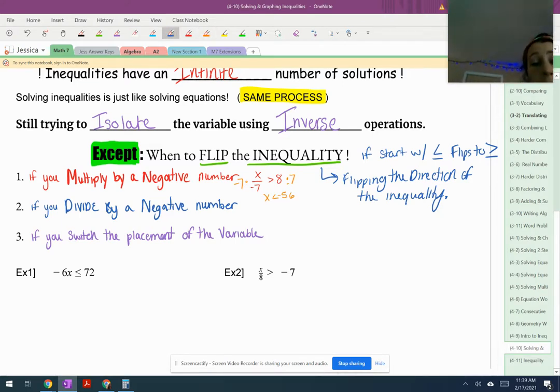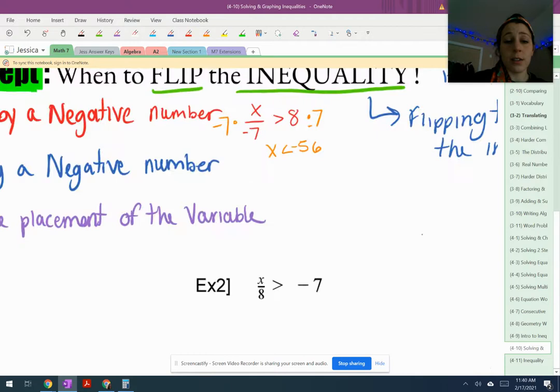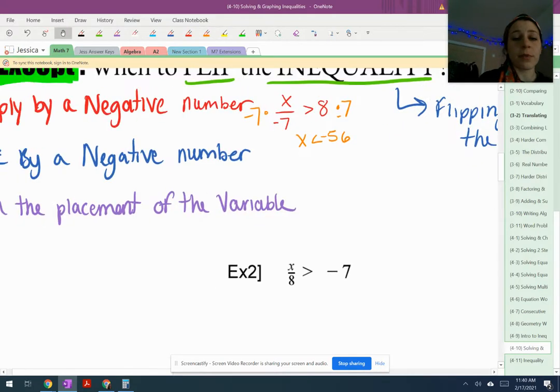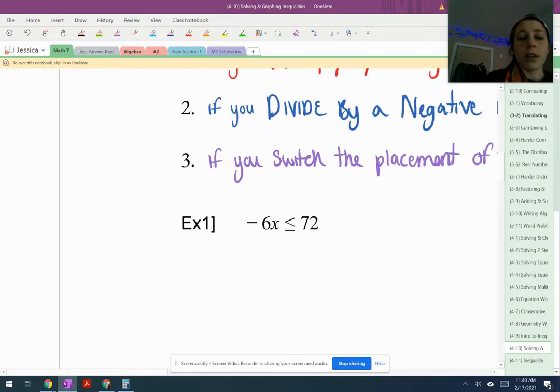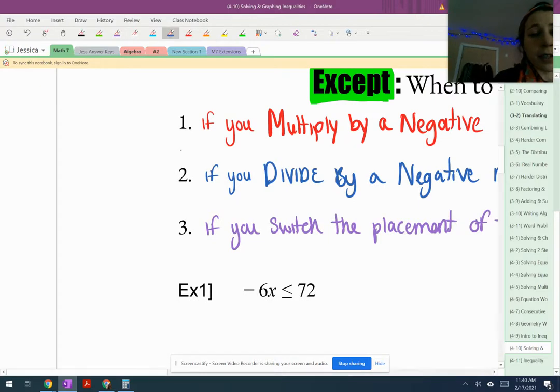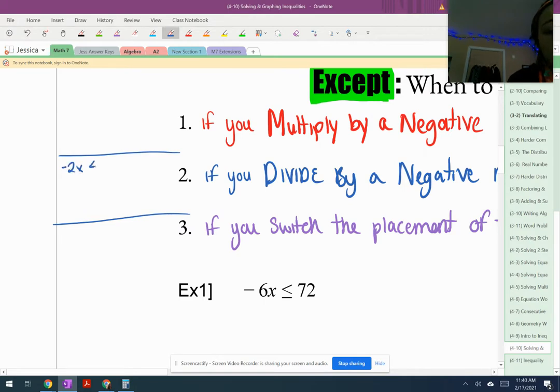If you divide by a negative number in that same kind of way, if I start off with something like negative 2x blah blah blah 10, I divide both sides by negative 2. That changes or flips the direction of that sign.